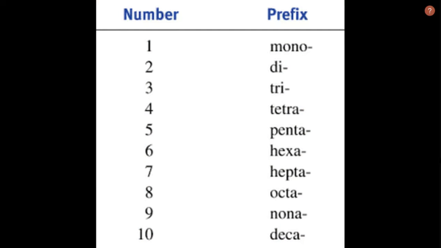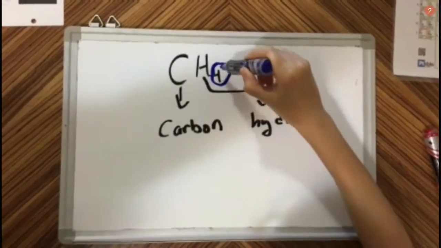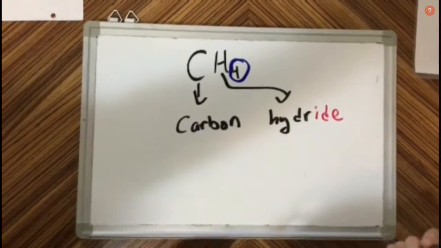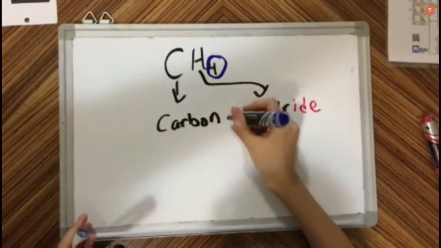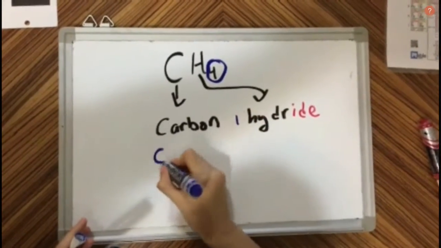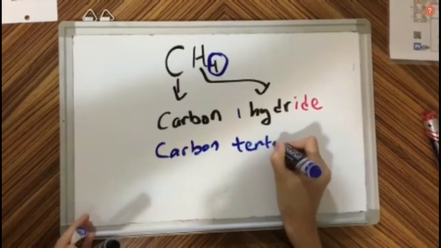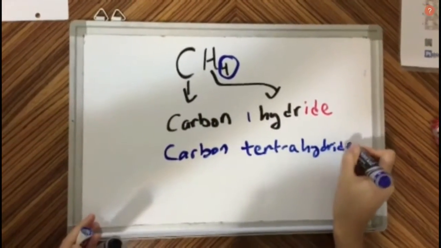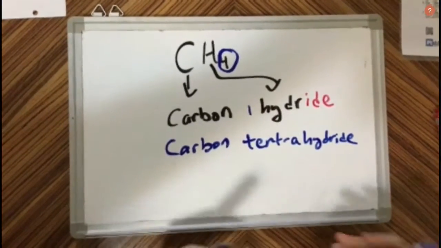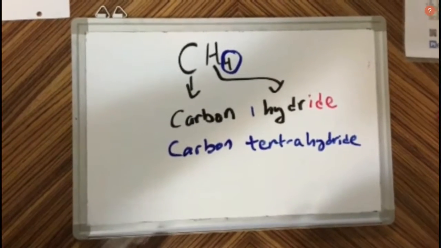So here there are 4 hydrogen, which, from the prefix table, is tetra. So we add it at the end, and it's going to be carbon tetrahydride. Okay, and that's usually all you need to do for naming binary covalent compounds.